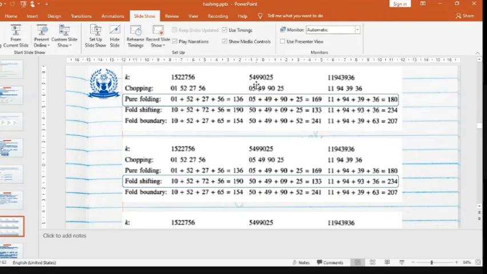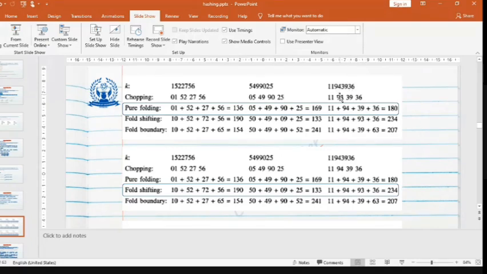Then the next number, 5499025, we have to split it. 25 is the first pair, 90 is the second pair, 49 is the next pair. Then 5 remains, and after 5 we will put a 0. So pure folding means adding all these things, 05 plus 49 plus 90 plus 25. We will get 169. Then the next number, 11943936. So 36 is one pair, 39 is the next pair, 94 is the next pair, 11 is the next pair. Adding all these things, we will get 180.